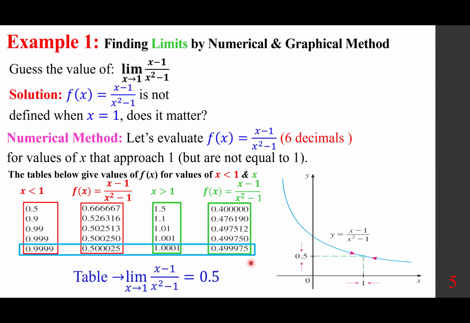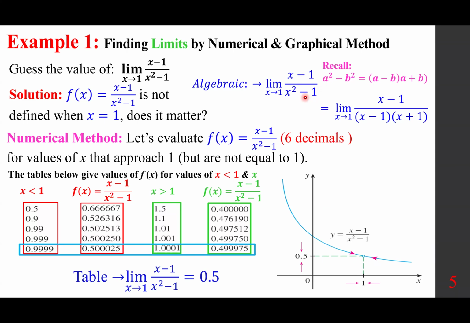So they do agree. However, in reality, the best course of action is to do it algebraically, analytically, and to do so, we use the fact that we can factor this. The bottom is a squared minus b squared. As you recall, a squared minus b squared is a minus b times a plus b. x squared minus 1, or x squared minus 1 squared, or x squared minus 1 cubed is the same thing. So we take it to be x squared minus 1 squared, and it becomes x minus 1, x plus 1. We drop the common factor of x minus 1.